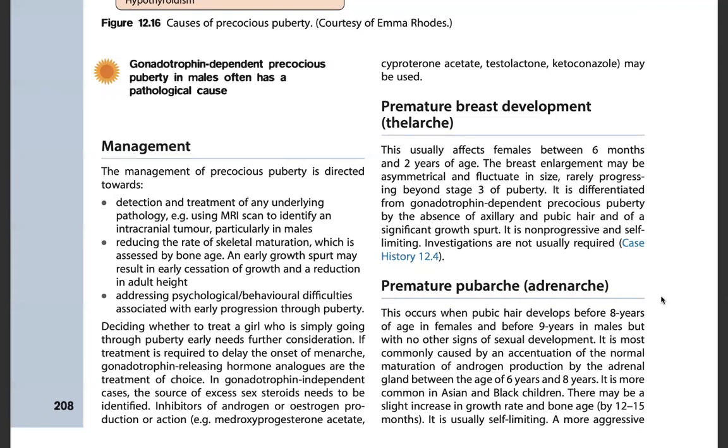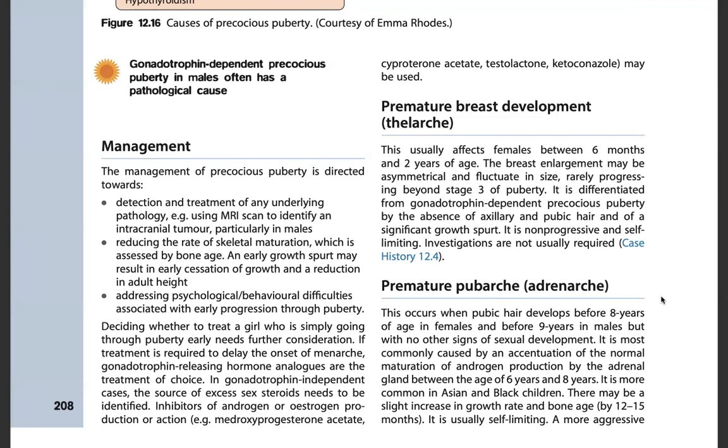For example, use an MRI scan to identify an intracranial tumor, particularly in males, and reducing the rate of skeletal maturation, which is assessed by bone age. An early growth spurt may result in early cessation of growth and a reduction in adult height. Addressing psychological and behavioral difficulties associated with early progression through puberty. Deciding whether to treat a girl who is simply going through puberty early needs further consideration.